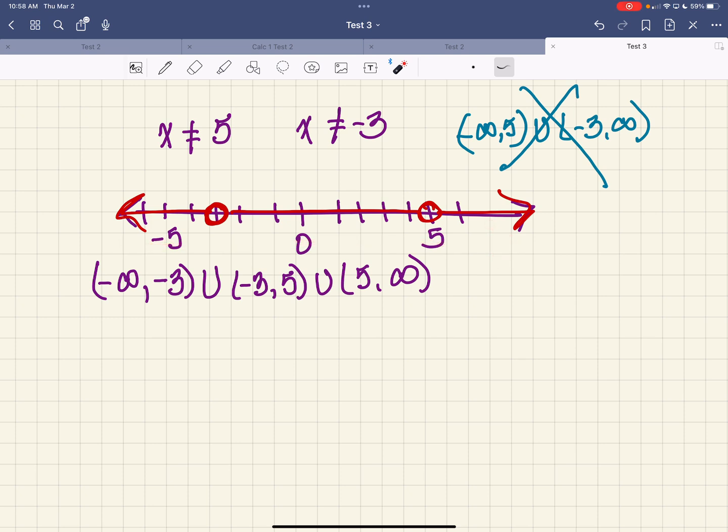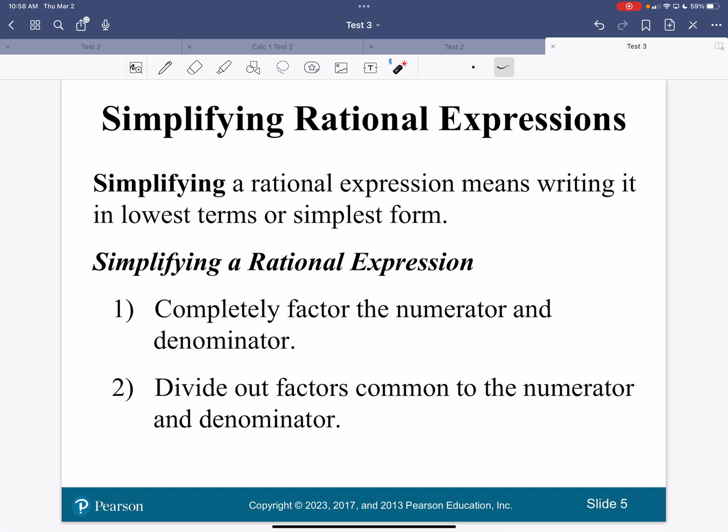Okay. So now what we're going to do is we're going to start simplifying rational expressions. So let's look at this right here. Simplifying a rational expression means writing it in lowest terms or simplest form. It's just like simplifying a fraction, like we did earlier. Okay, we had 2/4. 2/4 simplifies to 1/2. It's the same thing. Okay, it's just a little bit more complex.